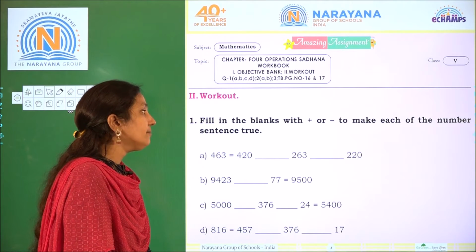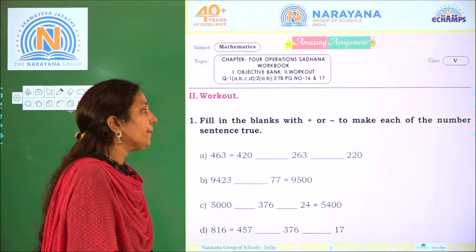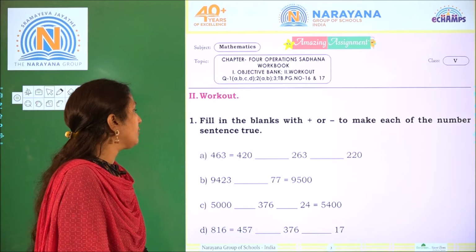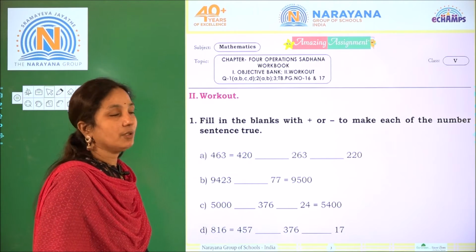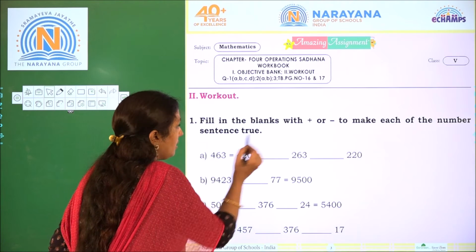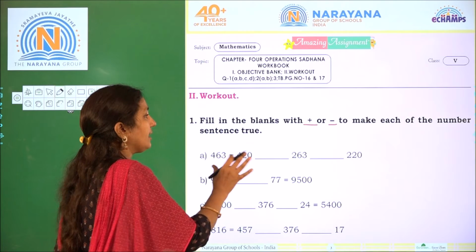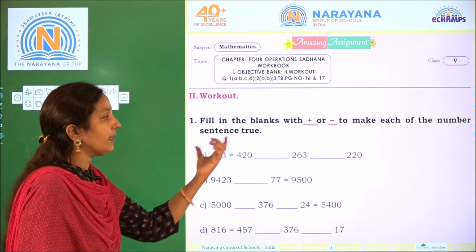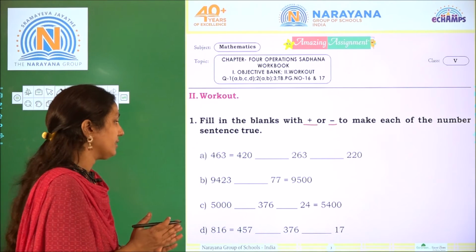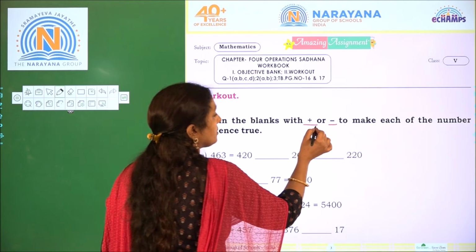Workout. First one: fill in the blanks with plus or minus to make each of the number sentences true. So here we have to use the addition symbol and the subtraction symbol so that the number sentence will be correct.